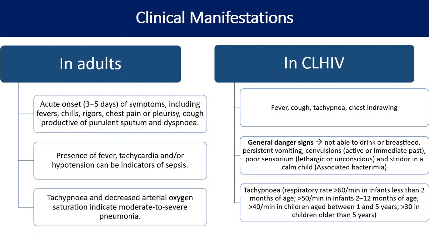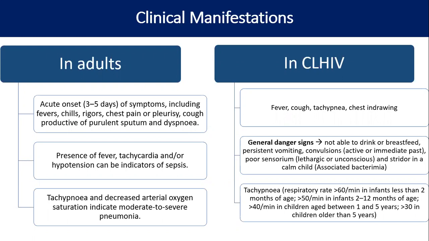And then in adults, presence of fever, tachycardia, and or hypotension can be indicators of sepsis, while in children, stridor in a calm child can be associated with bacteremia. Children may frequently not be able to drink or breastfeed. Persistent vomiting can be there, convulsions can be there, and poor sensorium, lethargic or unconscious. And stridor in a calm child signifies associated bacteremia. Tachypnea and decreased arterial oxygen saturation indicate moderate to severe pneumonia in case of adults. But in children, we know the grading of tachypnea.